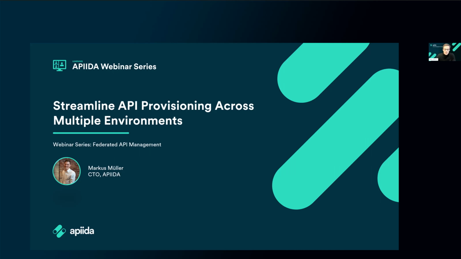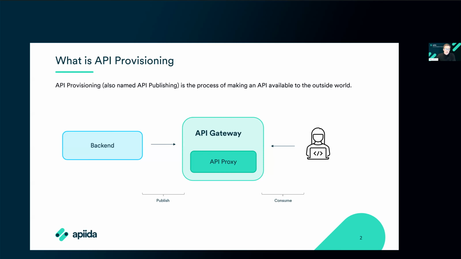As Armin already said, today we're talking about API provisioning. And the first question we must answer is, well, what is API provisioning in the first place? You might have heard also the naming of API publishing. What is meant is the process of making an API available to the outside world. So in this very little example, we have a backend that does expose an API. We want to expose that API on the internet.